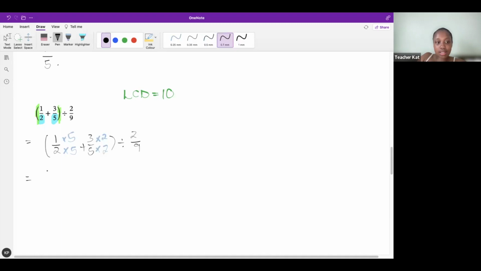What are my new fractions inside the brackets? 5/10 plus 6/10. Thank you. Divided by 2/9. What's 5/10 plus 6/10? Nice, guys. I'm loving the participation. We are flying. Divided by 2/9. Great. Now, how are we going to solve this one?